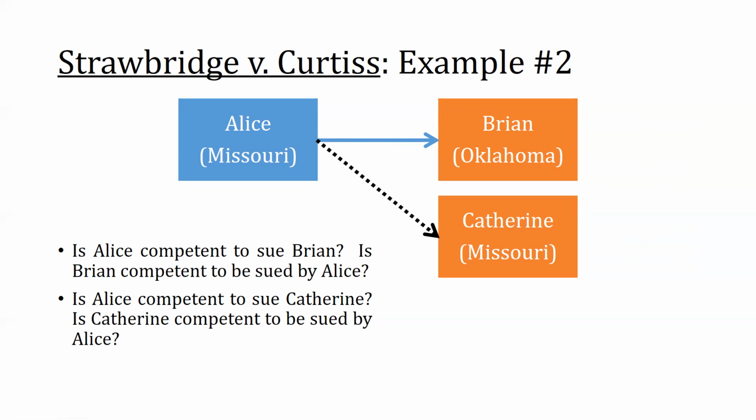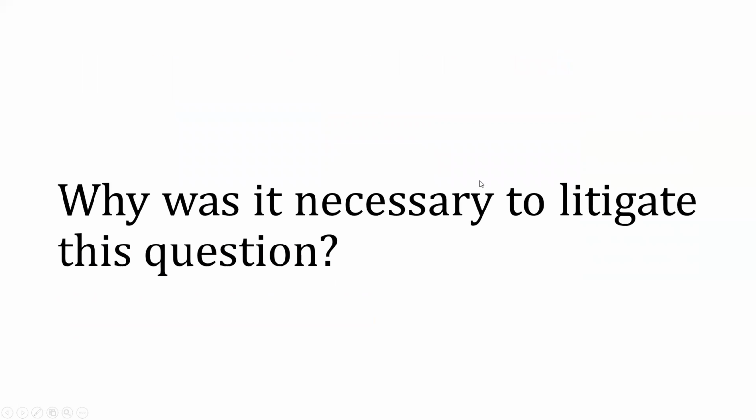Now, if we change it up a little bit to where Alice and Brian are still from different states, but Alice and Catherine are from the same state, well, then you've got a problem, because Alice is not competent to sue Catherine, and that violates the requirement of Strawbridge versus Curtis. So that means this entire dispute cannot be brought in federal court. This shows us an important answer to a question we may not have asked. Why was it necessary to litigate this question in the first place?